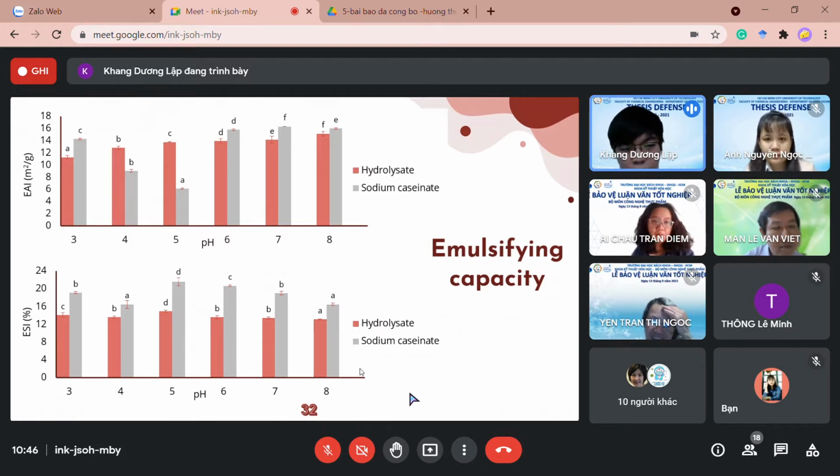And the peak values for emulsifying activity and emulsion stability were 15 meters squared per gram and 15% respectively. Compared to the sodium caseinate solution, the emulsifying properties were slightly poorer except for pH 4 and 5, and the hydrolysate can be considered as an emulsion booster to some extent.